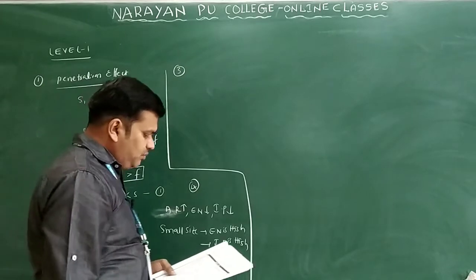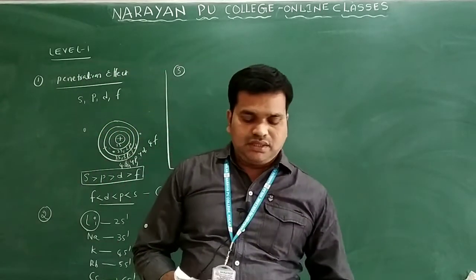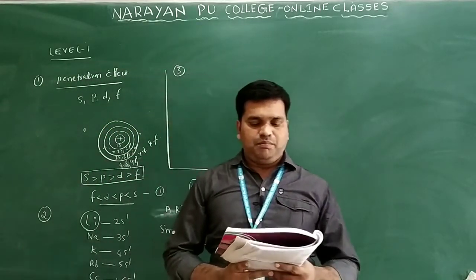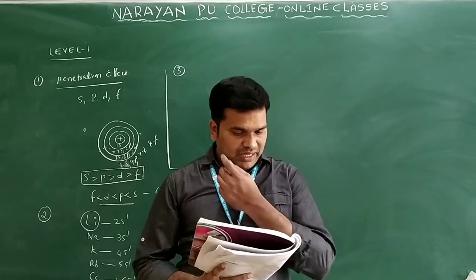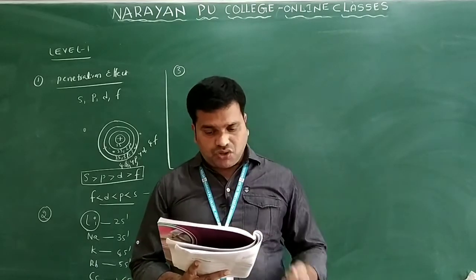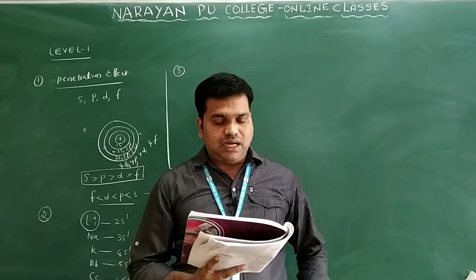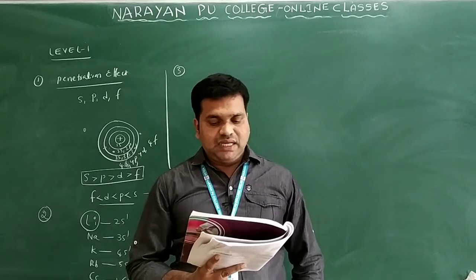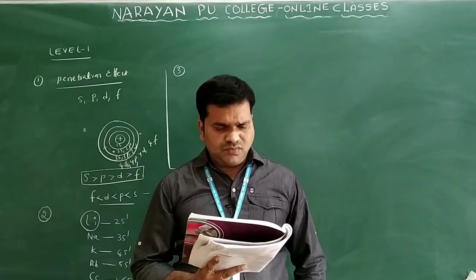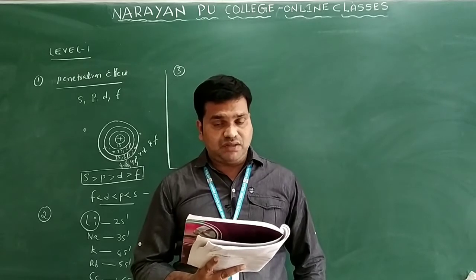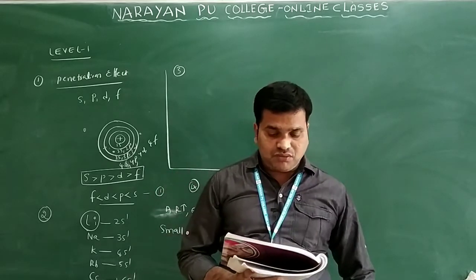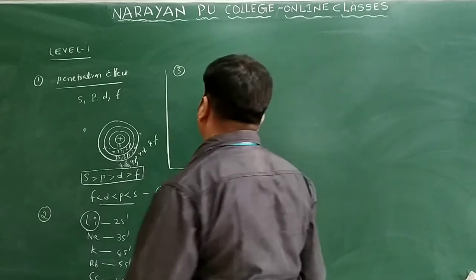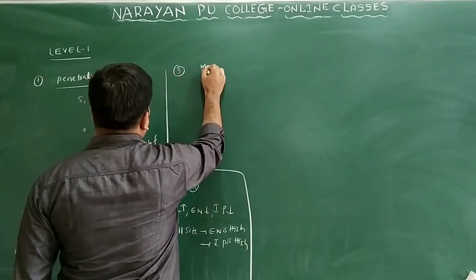Question number 3: the atomic numbers of the metallic and the non-metallic elements which are liquid at room temperature, respectively. They are asking about a metallic element and a non-metallic element.